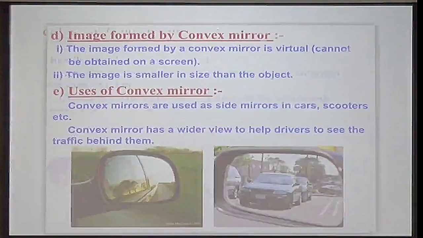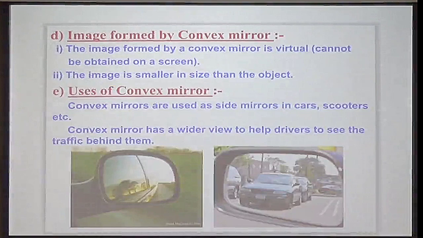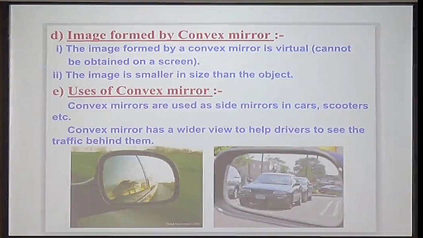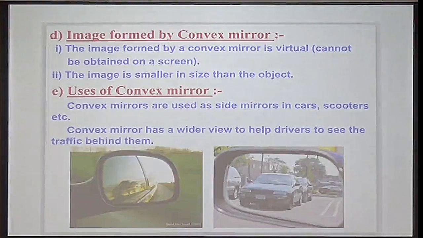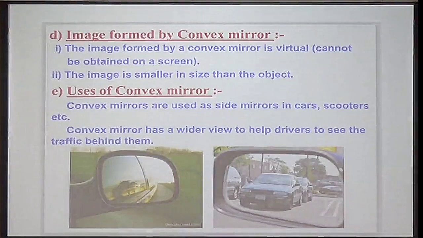Now moving on to the next type of mirror, which is the convex mirror. The image formed by a convex mirror is always virtual, and the image is smaller in size than that of the object. Uses of convex mirror: convex mirrors are used as side mirrors in cars, scooters, etc. A convex mirror has a wider view to help drivers to see traffic behind them. Therefore, the rear view mirror in vehicles is always a convex mirror.